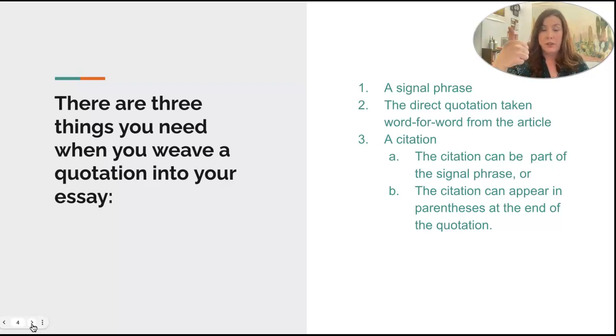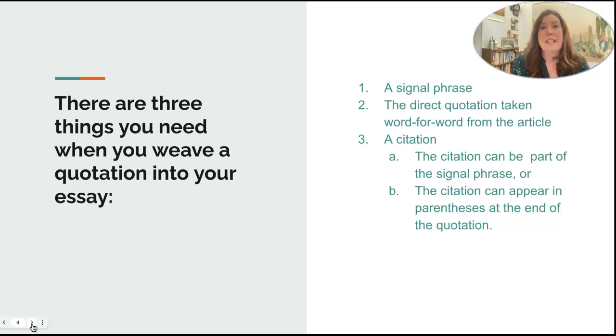You always need a signal phrase. That's just a few words from you introducing these words into your essay. Otherwise, it's very jarring. If you don't have a signal phrase, we call that a dropped quote, and it can be very jarring for your reader. The second thing you need is that direct quotation taken word for word from the article. So you could just copy and paste it. That's the safest way to know that you've done it correctly and that your commas are in the right place and you spelled that person's name right. Just copy and paste it into your paper.